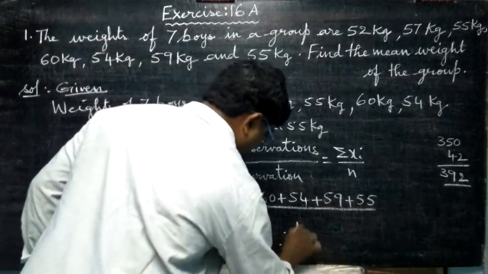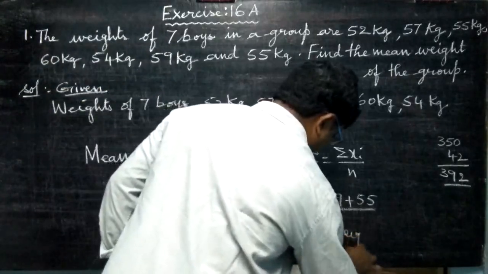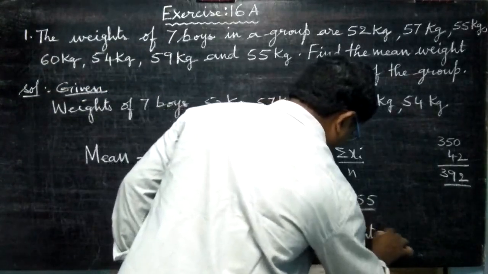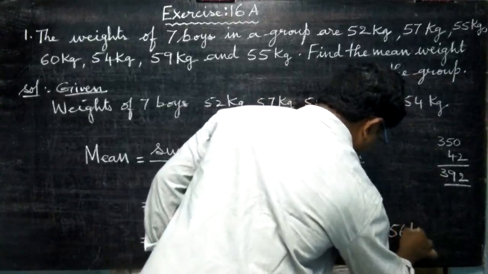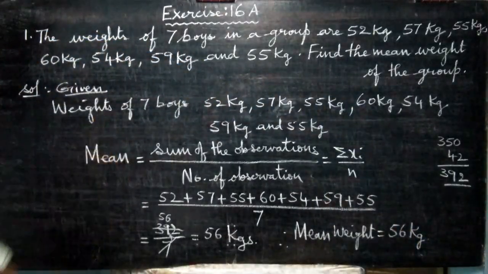Therefore, they told us to find the mean weight, you know. Therefore, the mean weight is equal to 56 kgs. Are you able to follow? This is the way of doing this problem.